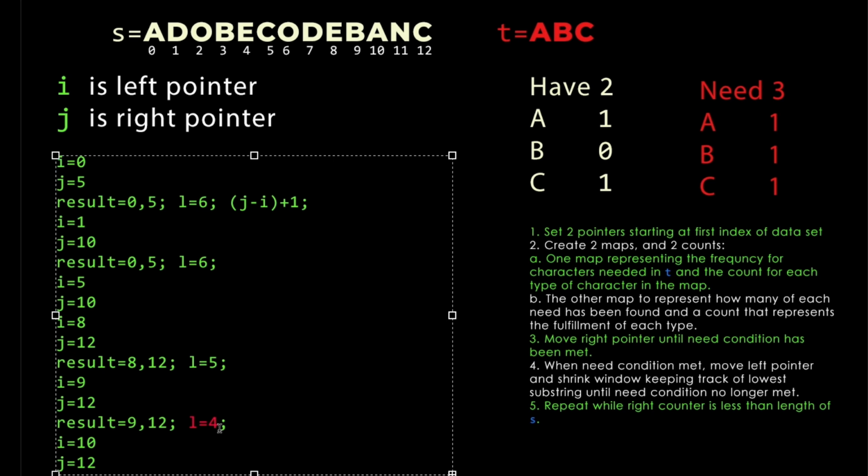substring value of 4. And it's going to return these indices, 9 to 12. And 9 to 12 is B, A, and C. And that's pretty much it for this problem. So let's head over and see what this looks like in code.